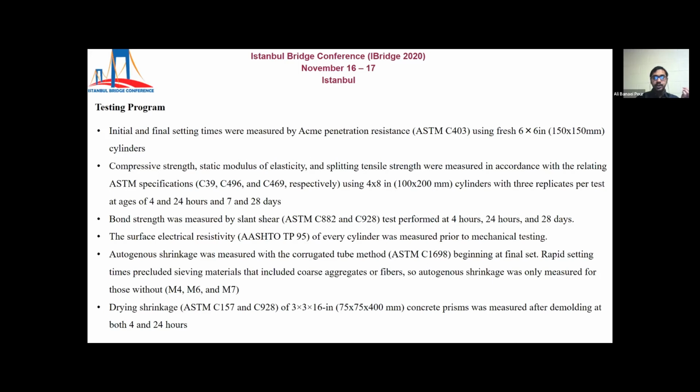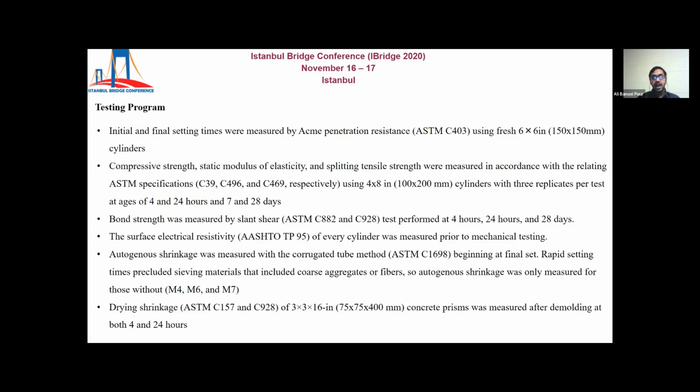Bond strength was measured by slant shear, and we followed ASTM C882 and C928 and performed this test at 4 hours, 24 hours, and 28 days. Surface electrical resistivity for every cylinder was measured prior to the mechanical testing. The standard that we followed was AASHTO TP95. Autogenous shrinkage was measured with the corrugated tube method, beginning at the final set.